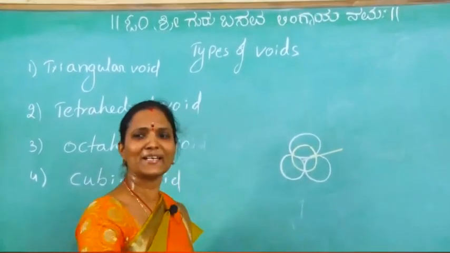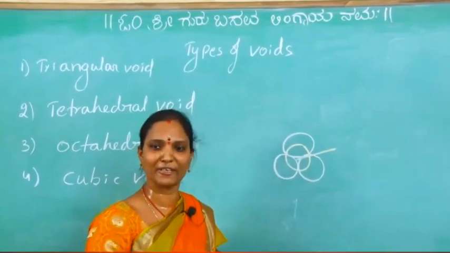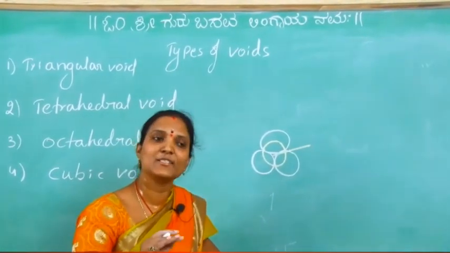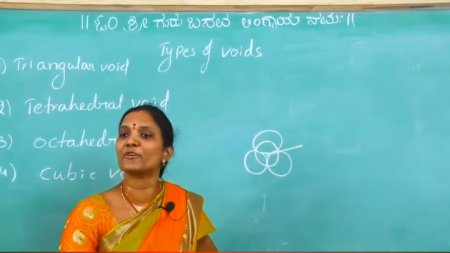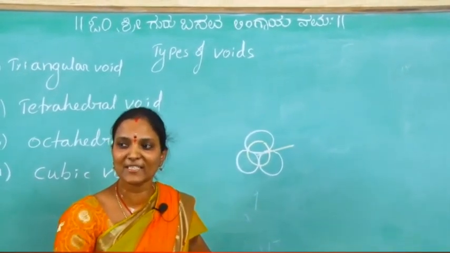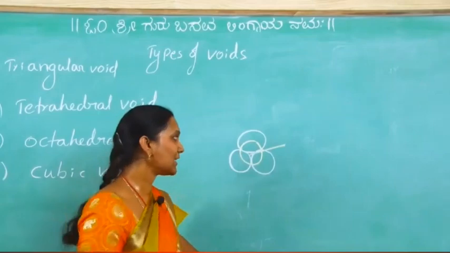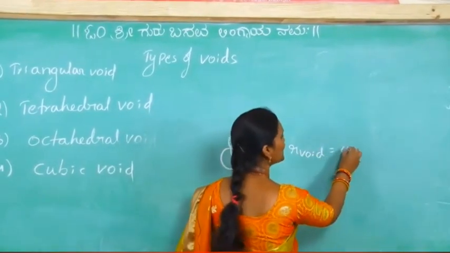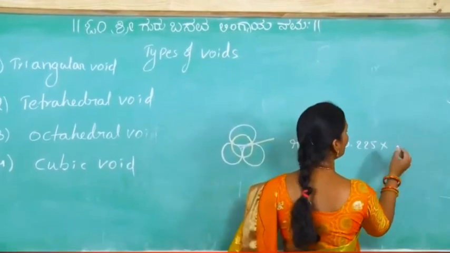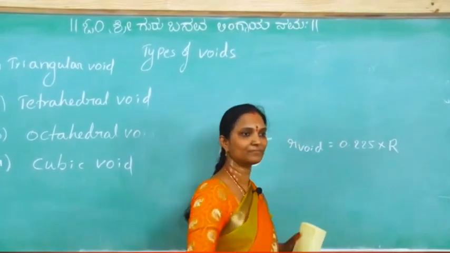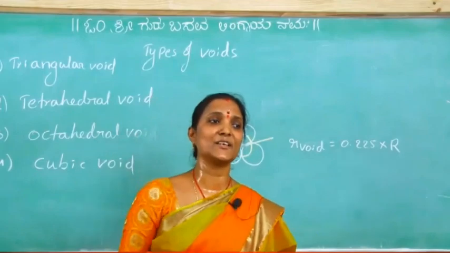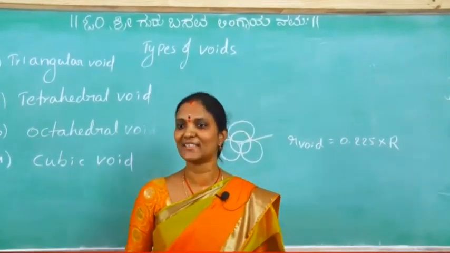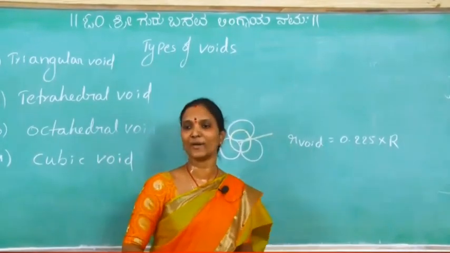Again for NEET students it is very easy. There, 0.155 to 0.225. Next is 0.225 to 0.414. The coordination number is 4. Nothing but, what is the formula? Radius of void is equal to 0.225 into radius of the sphere. Just find the size of the cation that can fit in a tetrahedral void. Just the radius of the tetrahedral void we should calculate.